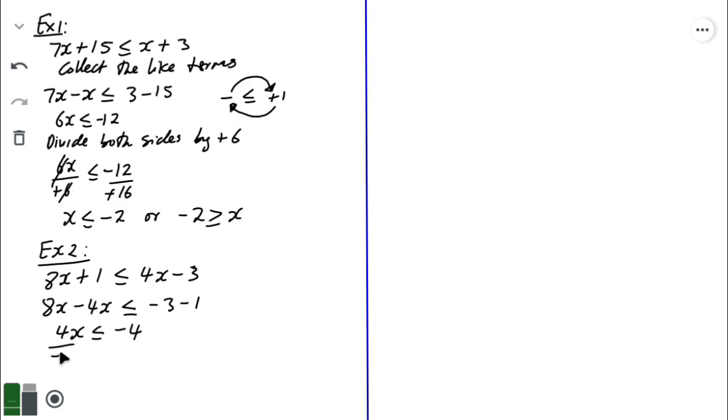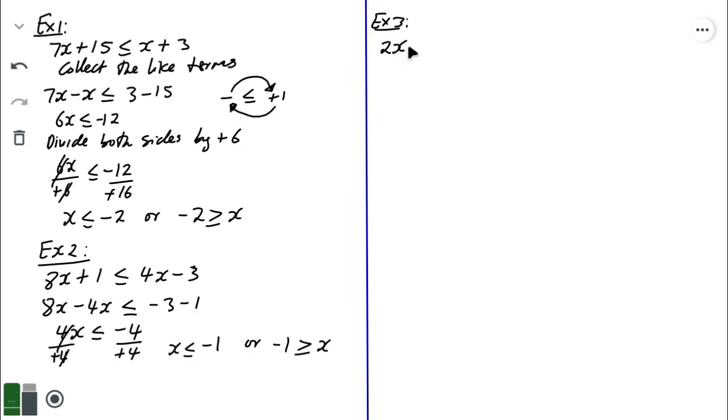Divide both sides by positive 4. And my x is going to be less than or equals to minus 1, or you say minus 1 is greater than or equals to x. That will be our answer for the second example. Let's proceed to the third example.